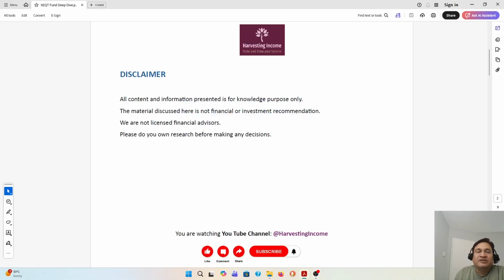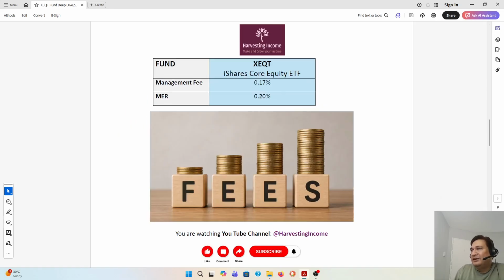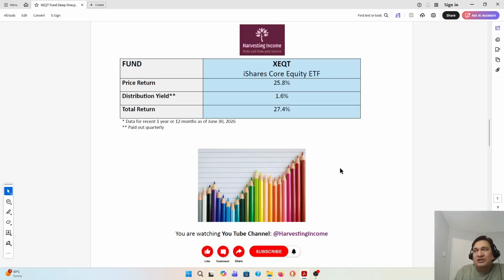And before we go ahead, this is a quick disclaimer that I'm not a financial advisor. So you need to do your own due diligence, and also whatever is being discussed is purely for education purpose. So with that out of the way, let's look at the other details of the fund, especially the performance.